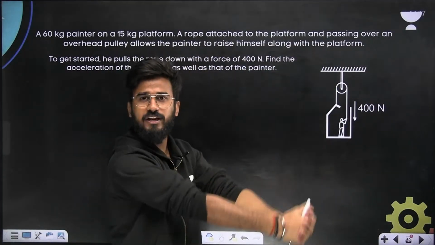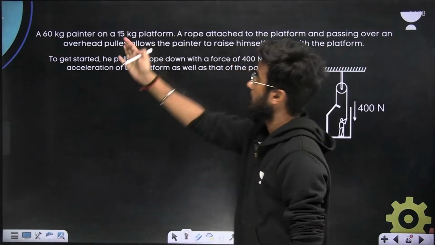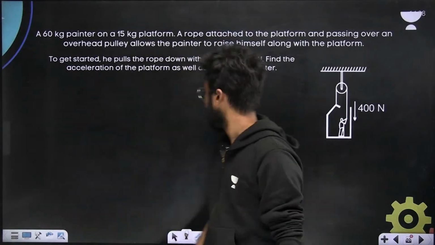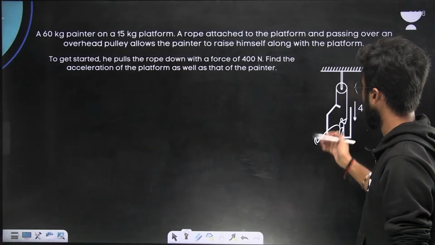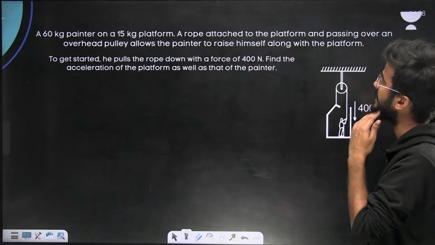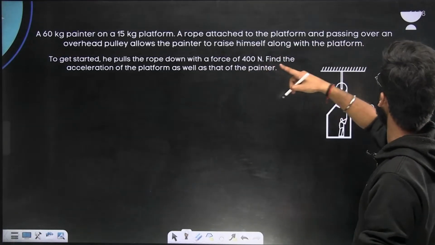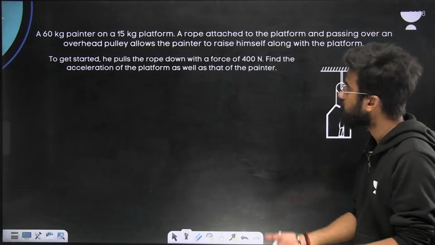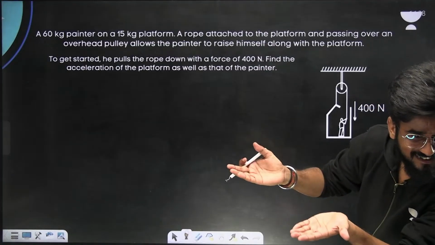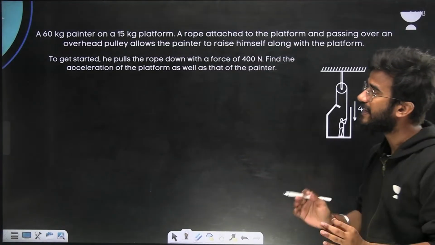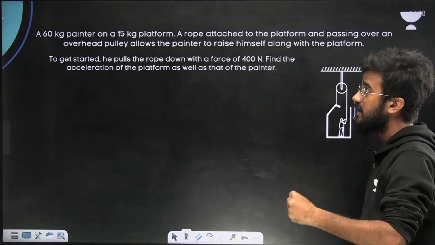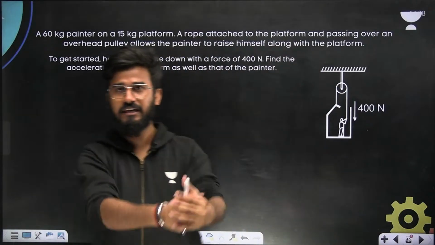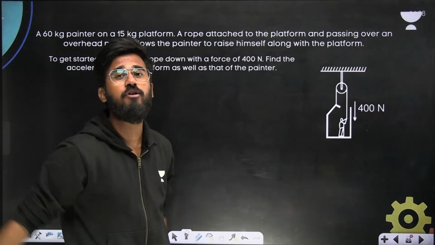So he is just pulling the string, and the whole system goes upward. Now, it says a 60 kg painter is on a 15 kg platform, this platform or lift, whatever it is, attached to a rope passing over an overhead pulley, which allows the painter to raise himself along with the platform. To get started, he pulls the rope with a force of 400 Newton, which means he is pulling the string with a force of 400 Newtons.